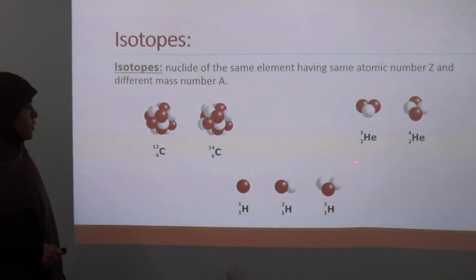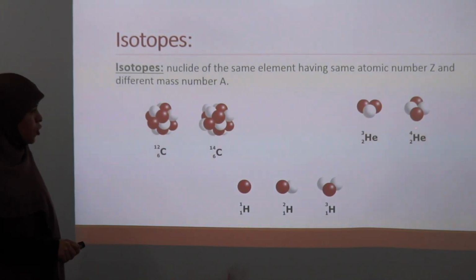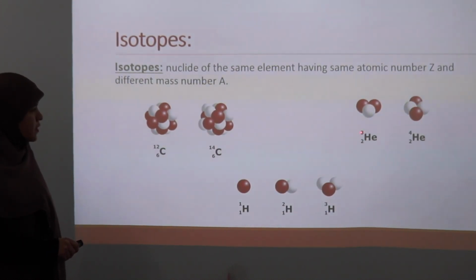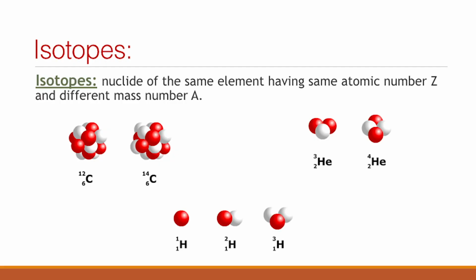Also helium. In helium, the atomic number is 2, while there is a difference between both isotopes in mass number. The mass number here is 3, while in this isotope it is 4. Also we have isotopes of hydrogen: hydrogen 1-1, hydrogen 1-2, and hydrogen 1-3, where the atomic number is the same in the three isotopes, but they differ in their mass number.